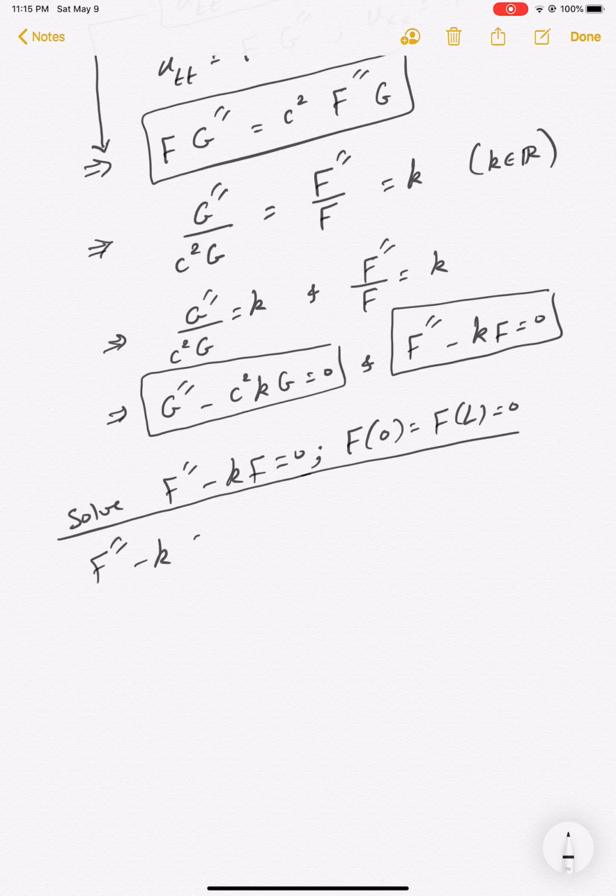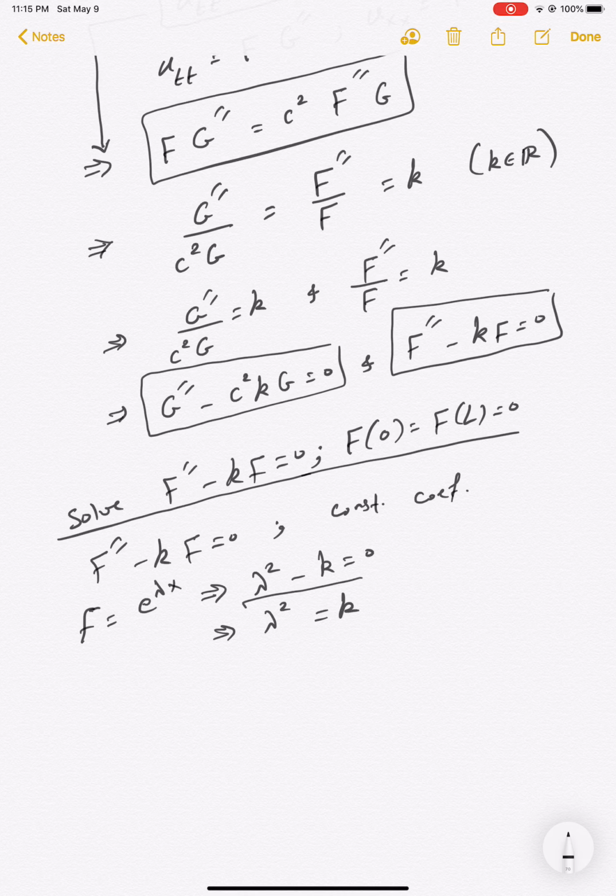Okay, so now we solve this. f double prime minus kf equals 0. This equation is a second order differential equation with constant coefficients. And I think when we did the ordinary differential equations, the easiest equation was the constant coefficients equation. Why is it the easiest? Because remember, you assume your solution has the form e to the lambda x, then you will have this characteristic equation, and you just solve it. So lambda squared equals k.